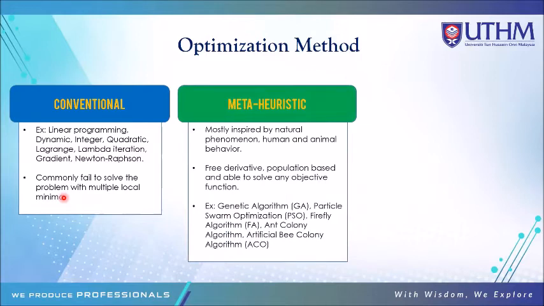Number two, we have the meta heuristic. For example, particle swarm optimization is one of the meta heuristic algorithms. We have the genetic algorithm. We have maybe firefly algorithm, ant colony algorithm. We have so many algorithms that can be categorized under heuristic algorithms. Basically, this algorithm is derivative-free. There is no derivative method applied in this algorithm because it works based on a population-based approach. Thus it's suitable to solve any type of objective function, whether it's linear, convex or non-convex problem.